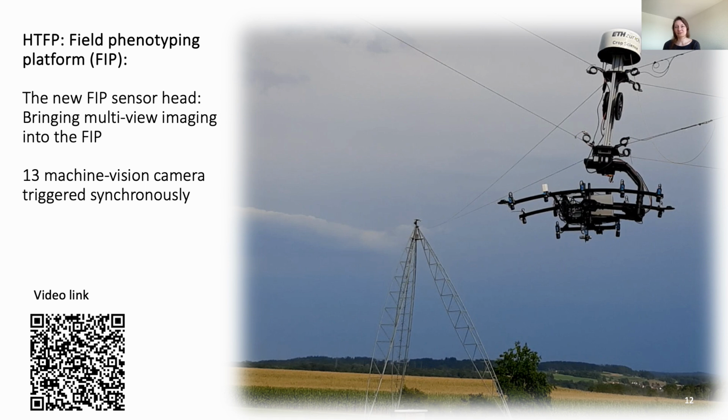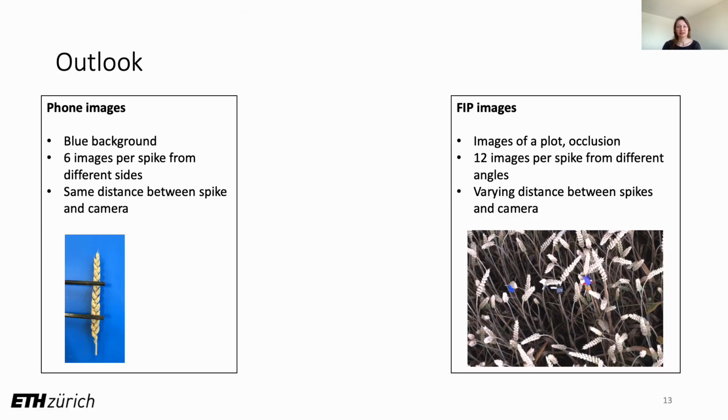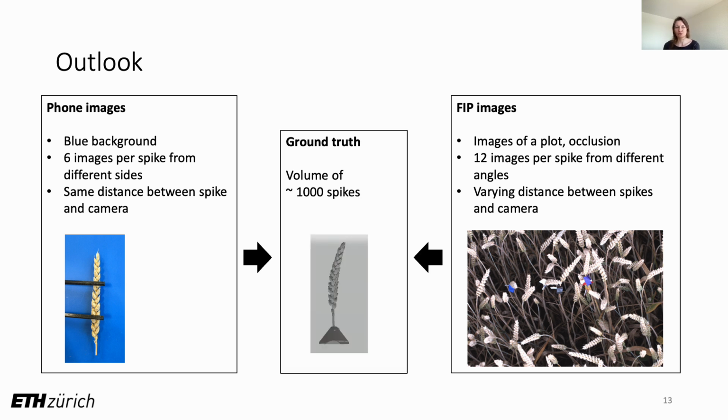Our next step was then to scale up everything and to use our field phenotyping platform, which has 13 cameras and takes the images of the same wheat heads. The aim here is very similar. We want to use these FIP images that you can see on the right hand side. It's a bit more complex. We have different distances between camera and plant. We have to deal with occlusion, but still we want to use our ground truth to train a model that is able to predict the volume of the wheat heads.